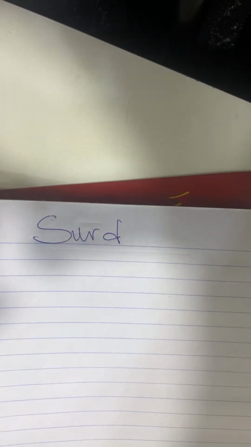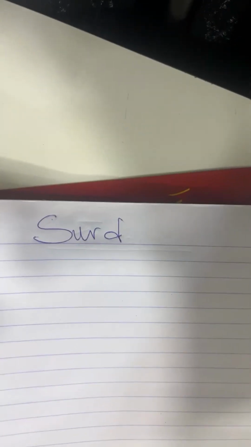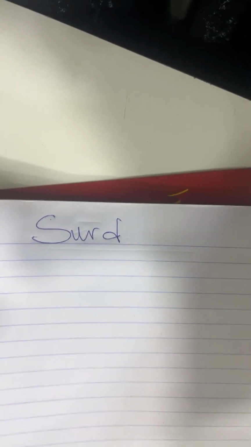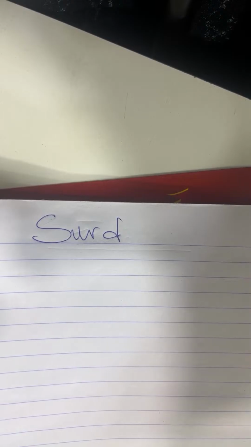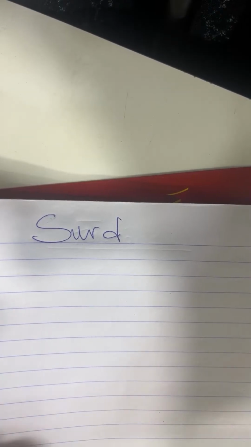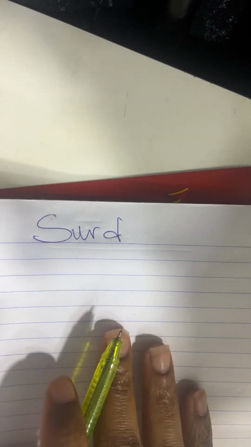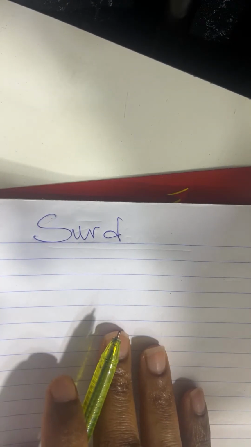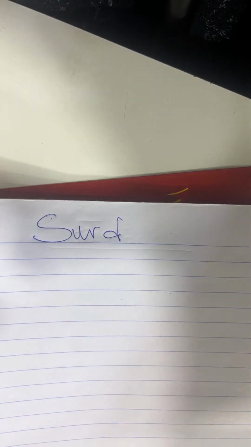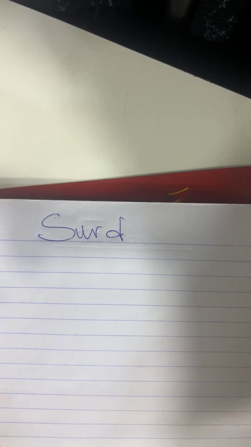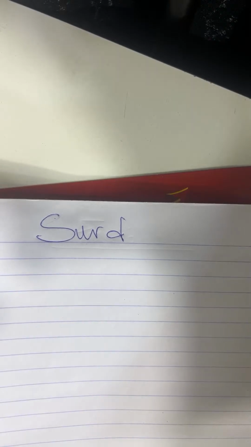So what do we mean by surd? Whenever you hear the term surd in maths, we are talking about irrational numbers, the square root of the irrational numbers. So when we take the square root of an irrational number, we are talking about surds. In today's class, we'll be learning how to simplify surds.